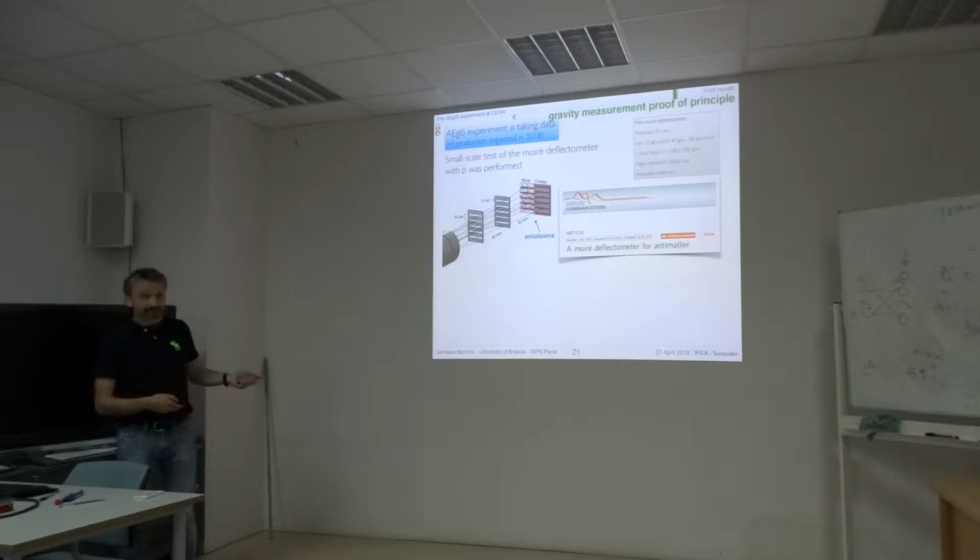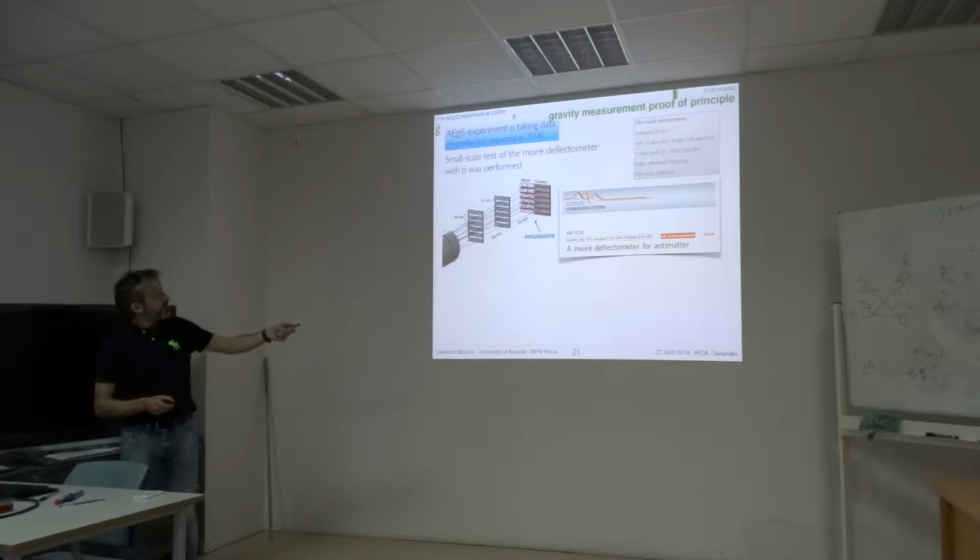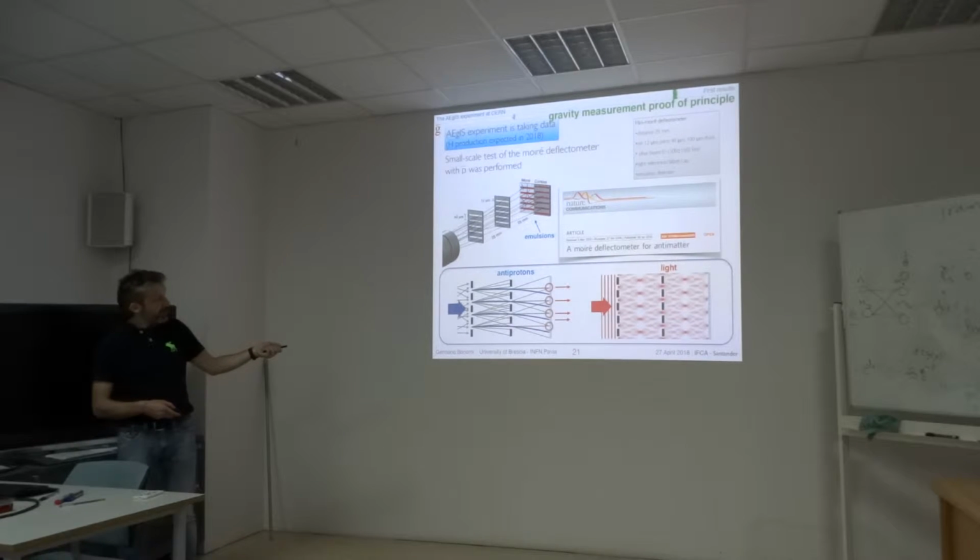So we did it with a very small system. As you can see, this is much smaller than the one we would use. The distance was 2.5 centimeter. The slits were 12 micron with a pitch of 40 micron, and it was 100 micron thick. The P-bar energy was much higher than we would use. Nevertheless, we were able to measure the force acting on these antiprotons, and we published 3 years ago.